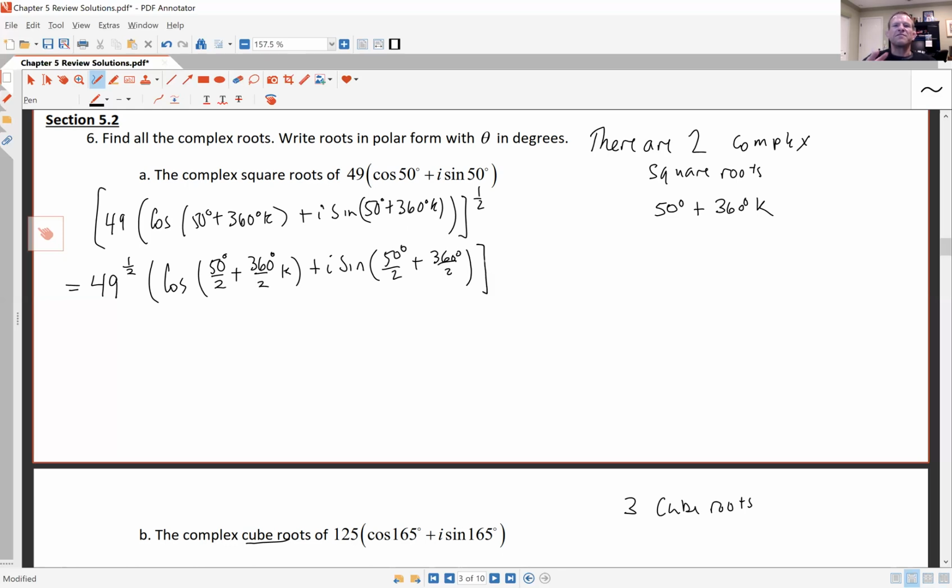And this allows us to find the two of them by setting k equal to 0 and 1. And so from this, I can draw you a little picture. The first square root is going to be at 25 degrees. And the second square root is going to be at 25 plus 180, which is over here. Those are going to be our 2 square roots. They're going to have length 7, because 49 to the 1/2 is 7. 25 plus 180k.